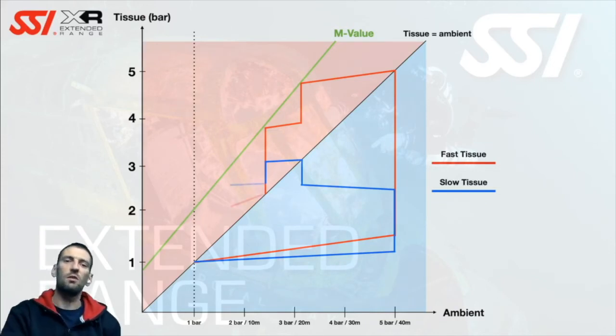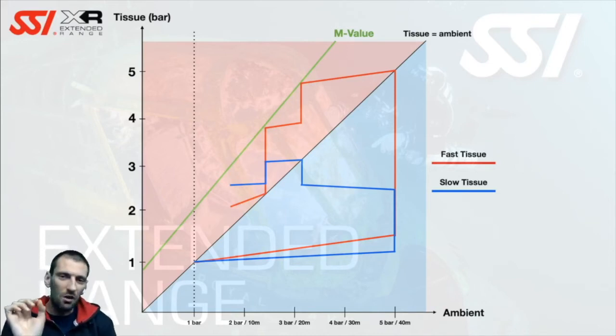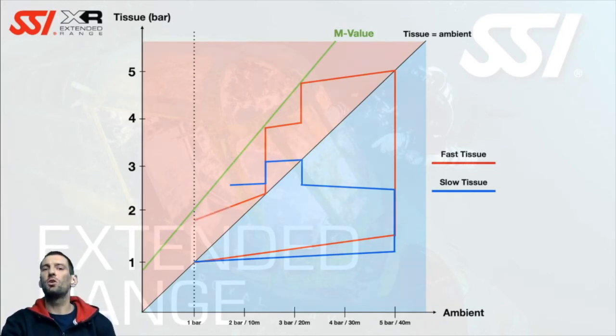And now what I want you to see is, if you use your imagination, or the next slide, you can see, if we go further with our lines, you could see that the fast tissue could go already to the surface. Look, I've just reached the 1 bar pressure, which means I hit the surface without exceeding the M-value line. So I can surface, I can finish my dive. But I cannot do this, because if I do this, I will cross the M-value line for the slow tissue. So now the slow tissue is actually the leading one. And this is how our decompression actually is done.